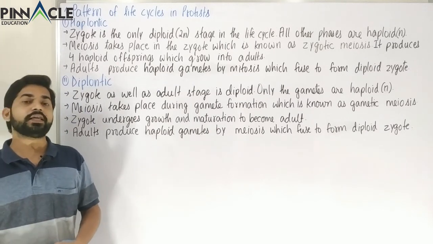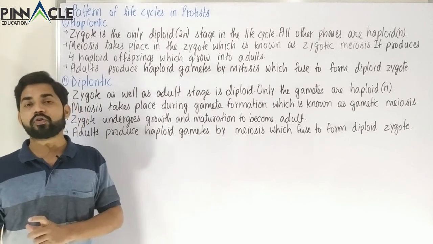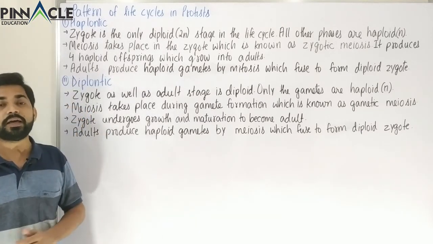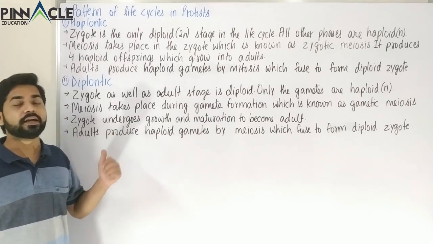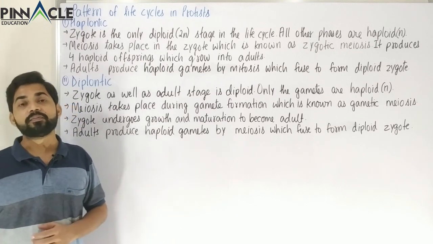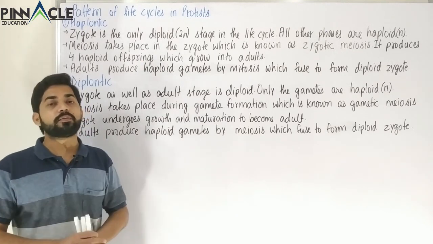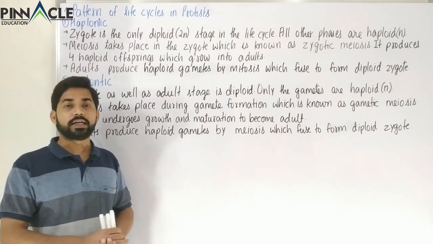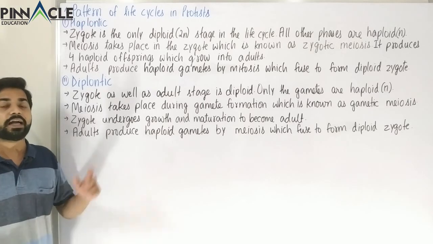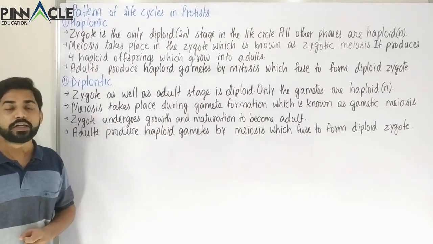As you can see here, haplo means only one set of chromosomes, or half the number of chromosomes. That is what is meant by haploid. The second one is the diploid life cycle, or diplontic life cycle. First we are going to see the differences between these two, and then we are going to summarize that with the help of a small diagram, and differentiate between each and every event that takes place in the haplontic life cycle and also in the diplontic life cycle.